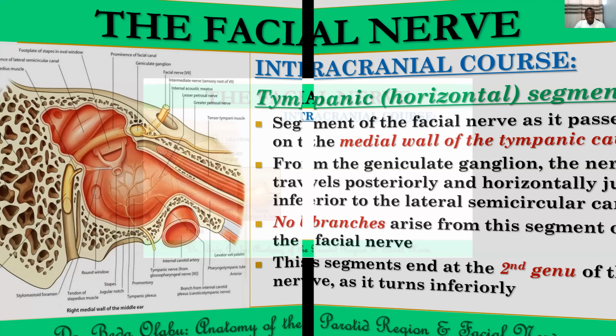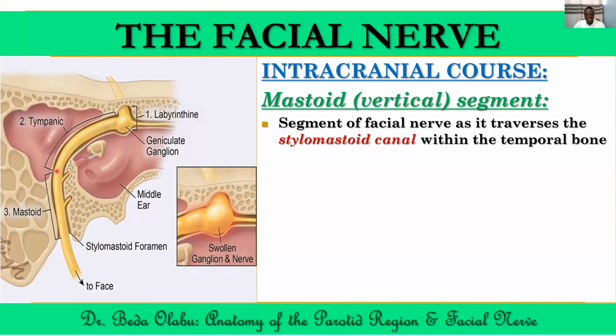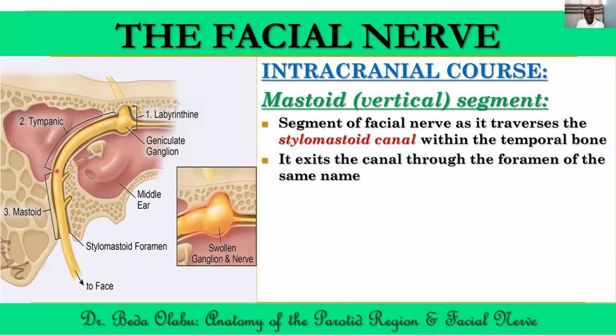And that last segment is the mastoid segment, also known as the vertical segment. So this is a vertical segment after the second genu. The vertical segment of the facial nerve refers to the part of the facial nerve that passes through the stylomastoid canal, which is found within the temporal bone, going vertically. The vertical segment, which is the muscle segment of the facial nerve, will end through the stylomastoid foramen, and that is where the facial nerve exits as it ends its intracranial route to become extracranial.